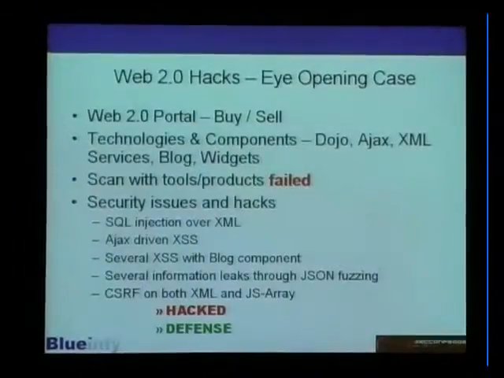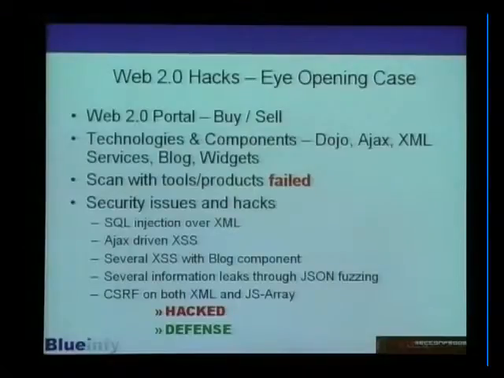Lately, in the last 1 or 1.5 years, we are seeing a lot of applications migrating towards Web 2.0 using different components of Web 2.0. This is one of the recent assessments which we did with a Web 2.0 portal, a typical e-commerce application for buying and selling goods over the internet. If you look at the technologies, it is Dojo, Ajax, XML, services, blog, widgets, all these different components of Web 2.0 as part of this application.